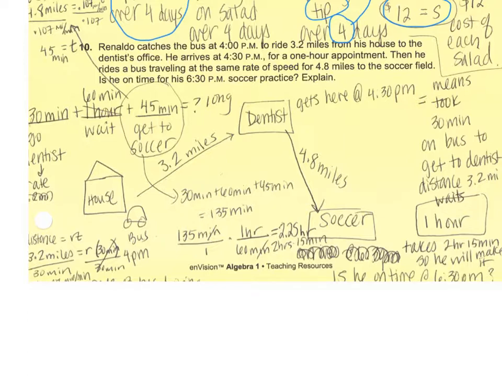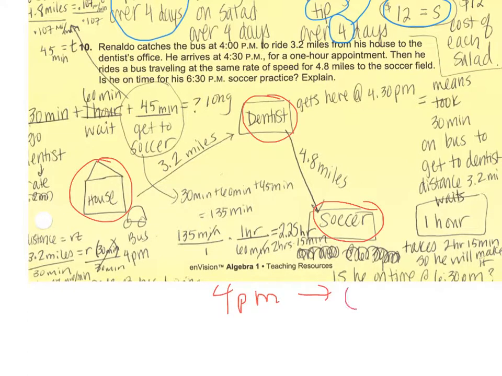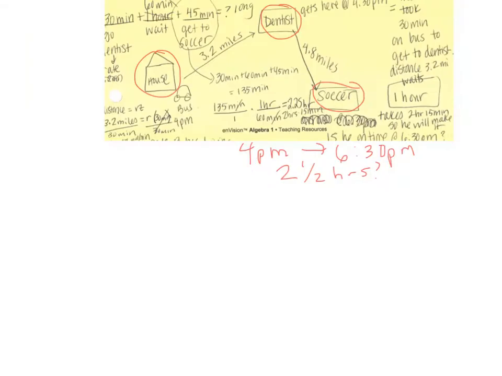soccer practice? So basically, I drew a picture, right? So he's at his house, and then he goes to the dentist, and then he heads to soccer. Now the question that they're asking, if he leaves at 4 p.m. and his goal is to get to soccer by 6:30 p.m., can he accomplish all of this in 2.5 hours? And we're not sure. We need to figure that out.